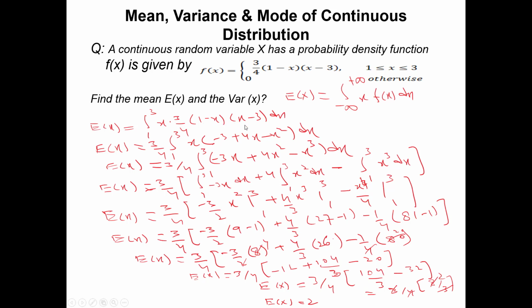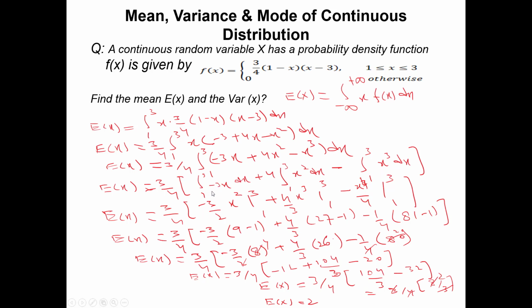First of all, 1x minus 3 minus x square plus 3x. When we simplify it, it will be minus 3 plus 4x minus x square. You need to multiply this x with this. So 3 over 4, the integral from 1 to 3 of minus 3x plus 4x square minus x cube dx. Then you need to apply integration on each term, multiplying the integration with each term. When you multiply it, you will get this.